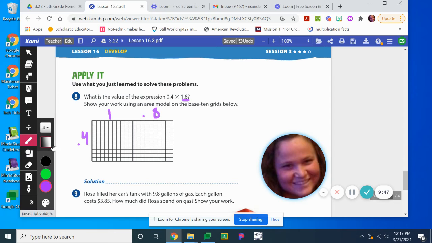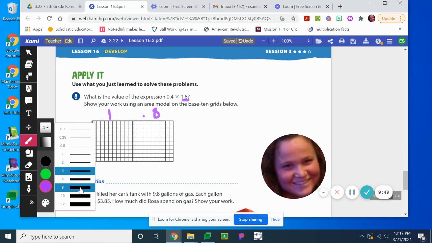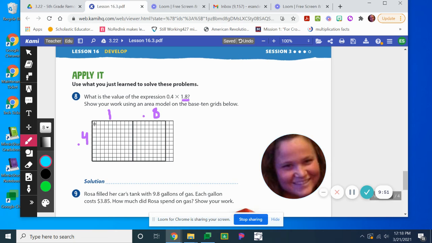And I'm going to make it much bigger, and I'm going to color it this really cool blue because it's pretty. And I'm going to go all the way around. There we go. So that's 1.8.